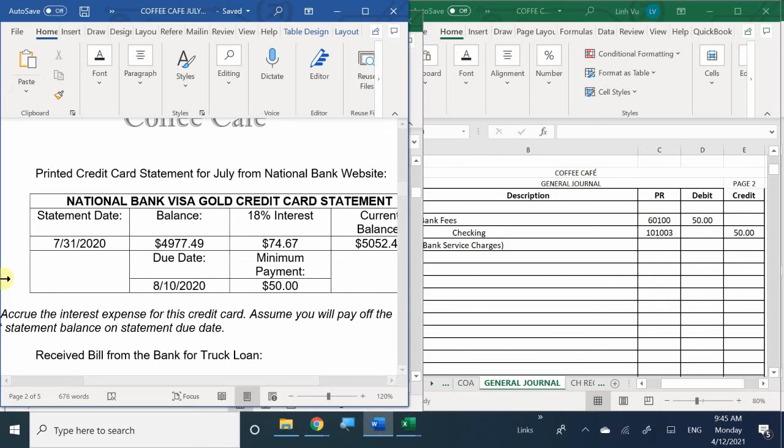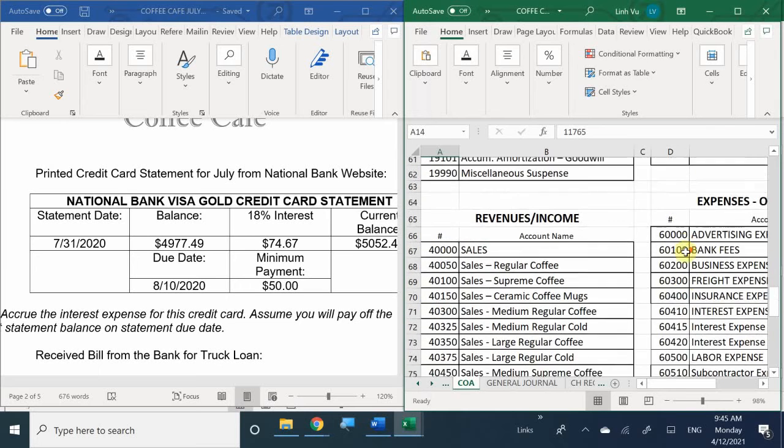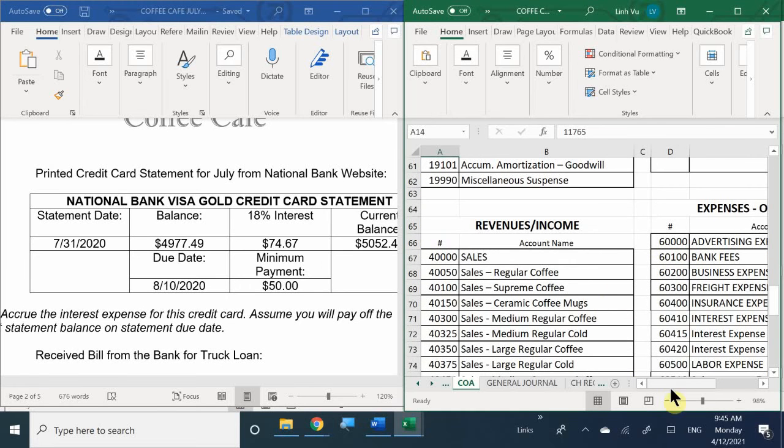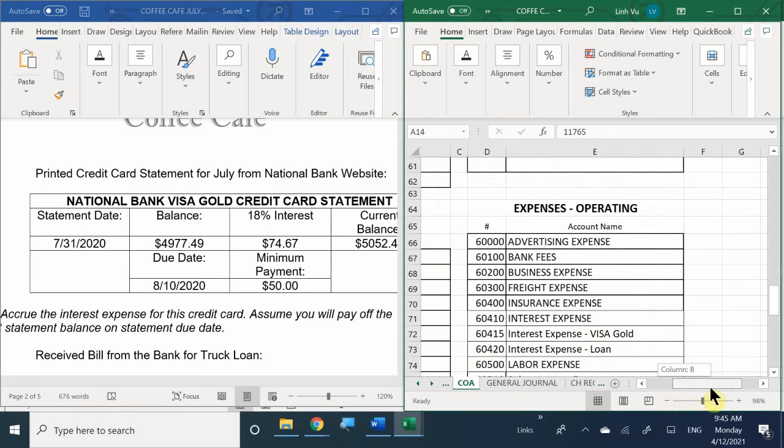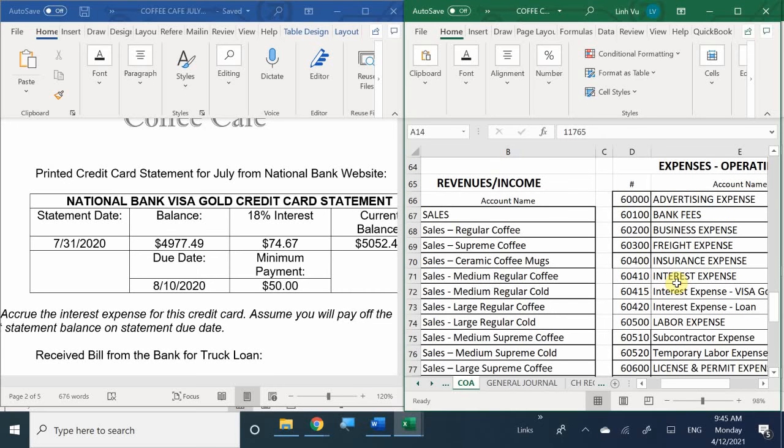So, what accounts will I be needing to use? Interest. We're going to use interest expense. Good. Accounts payable. Good.